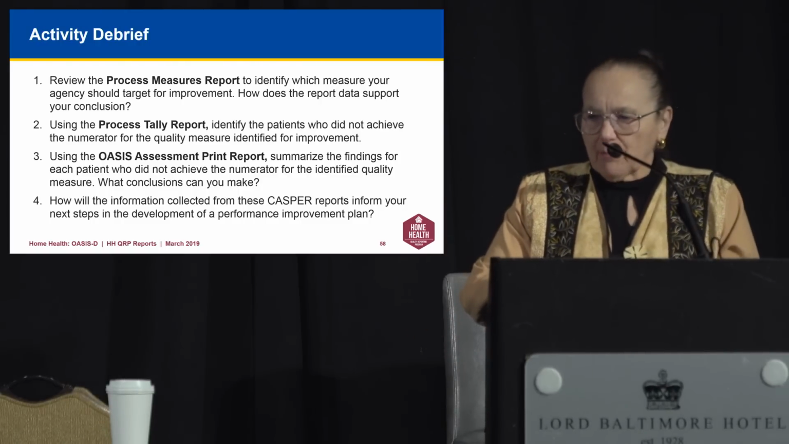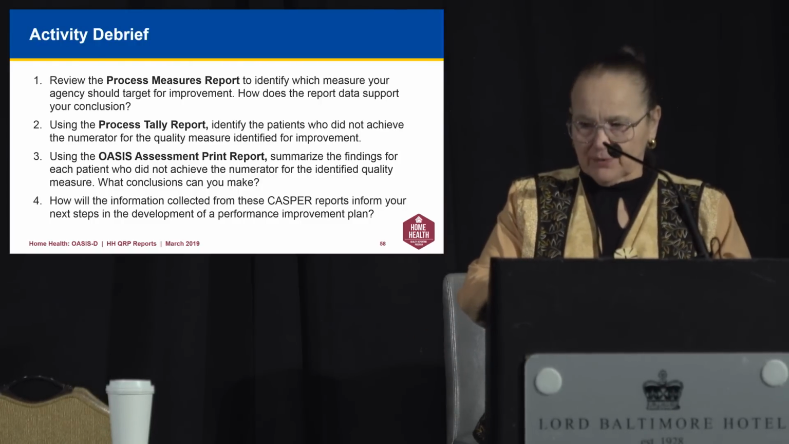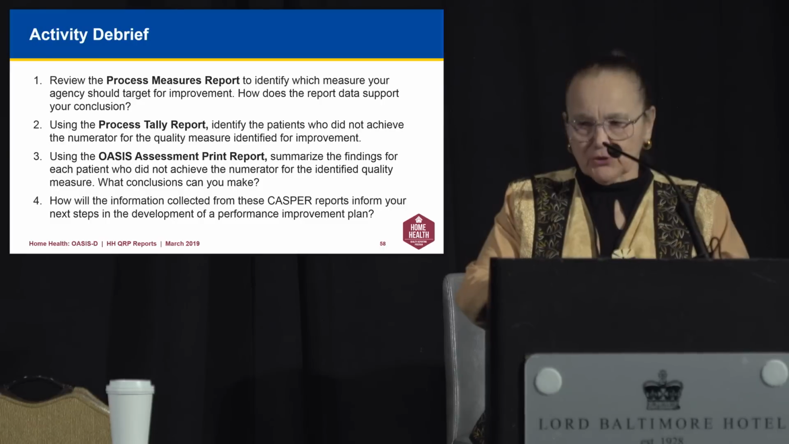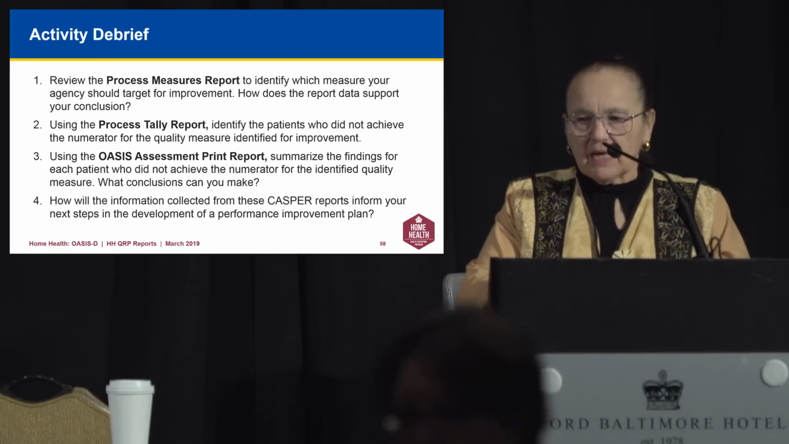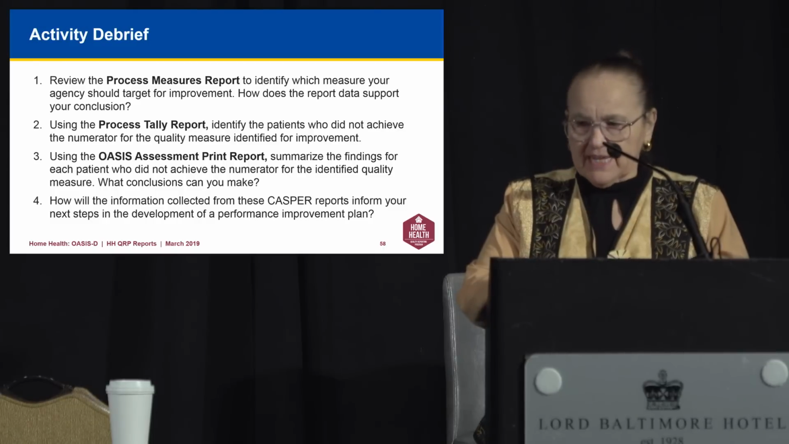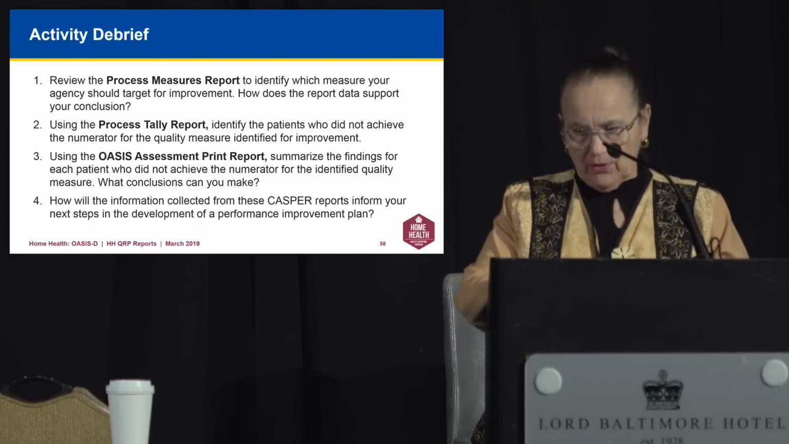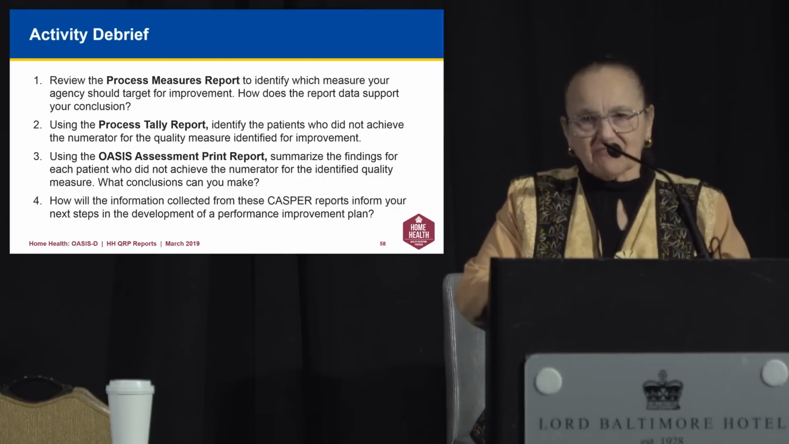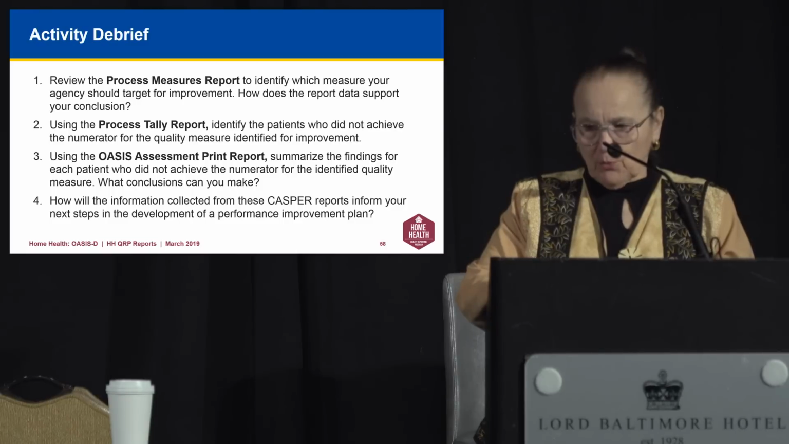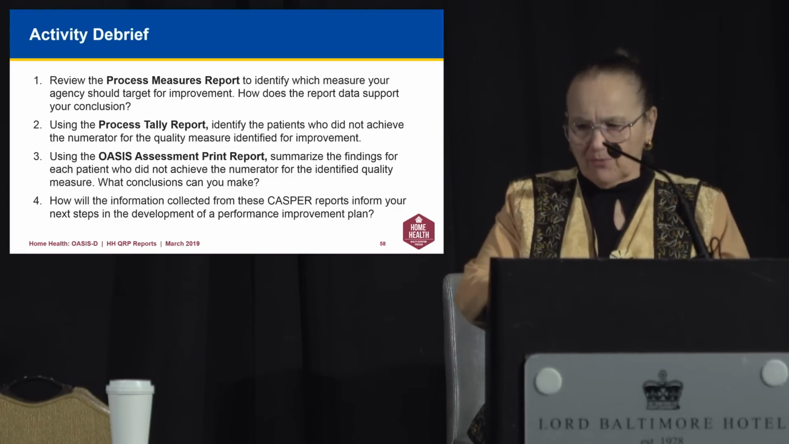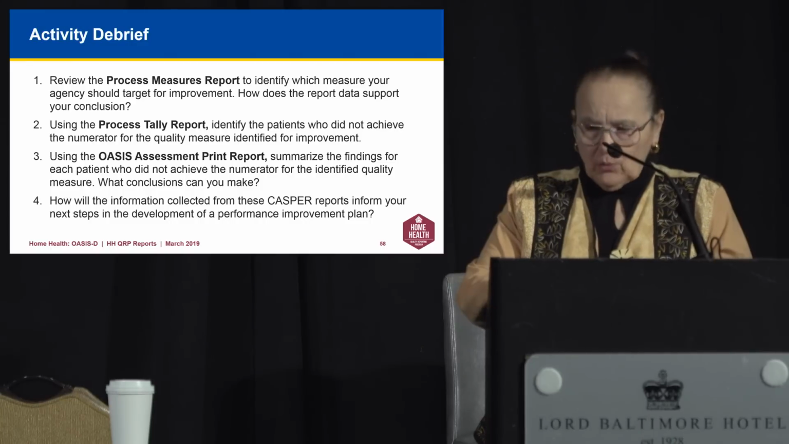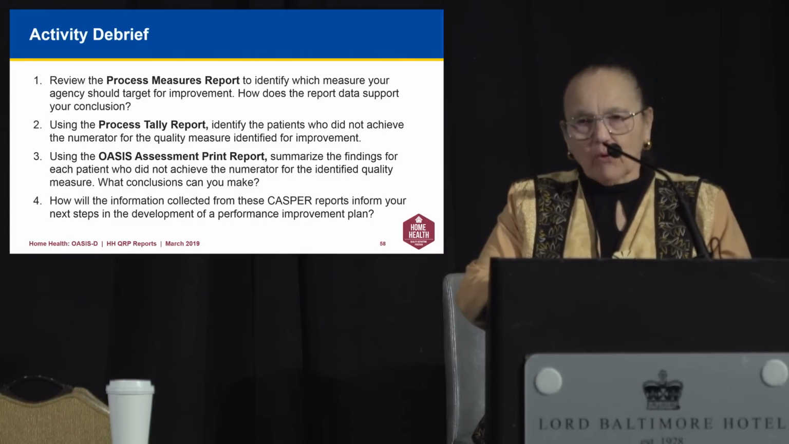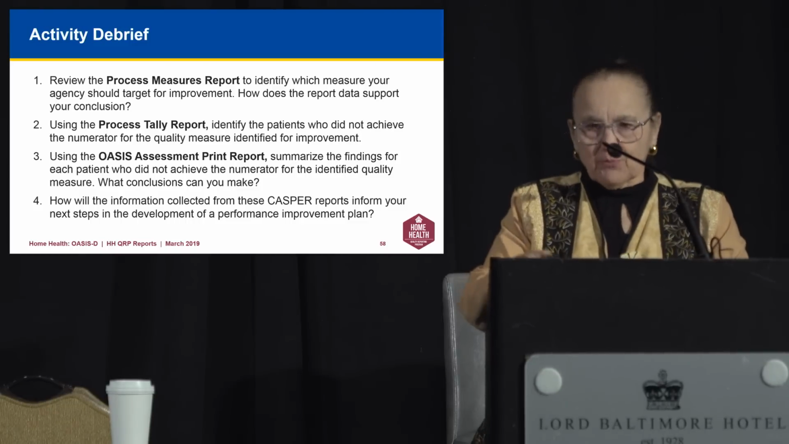Okay, let's remember the questions that we were asked to answer. Using the process measures report, identify which measure should be targeted for improvement. Then, using the process tally report, identify the patients that did not achieve the numerator for the measure that you selected for improvement. Using the Oasis print report, summarize the findings for each patient who did not achieve the numerator, and what conclusions can you draw from this? And then lastly, how will the information you've collected inform your next steps in developing a performance improvement plan?